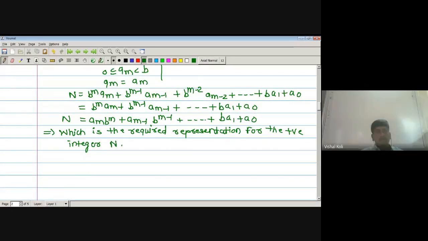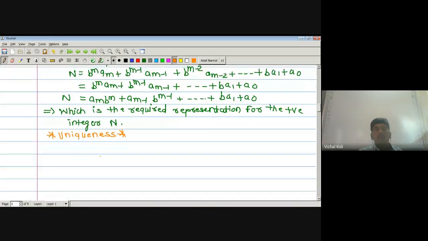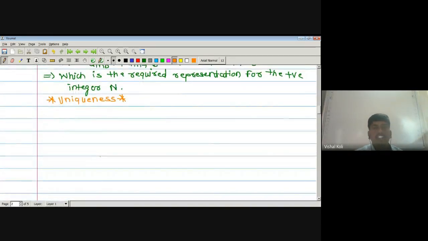Okay, now here we have proved that n can be expressed in terms of powers of b. Now we have to prove that this representation must be unique. That is, here we have to prove the uniqueness of this theorem. Okay, uniqueness. For that, we have to consider there are two possible representations for the positive integer n.